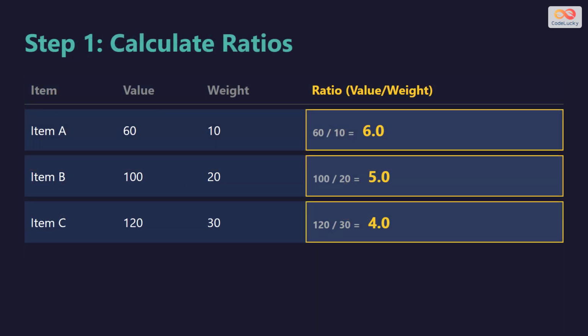First, we calculate the value-to-weight ratio for each. For item A, $60 divided by 10 kilograms gives us a ratio of 6. For item B, 100 divided by 20 gives us 5. For item C, 120 divided by 30 gives us 4. Interestingly, although item C had the highest total value, it actually has the lowest value per kilogram ratio.